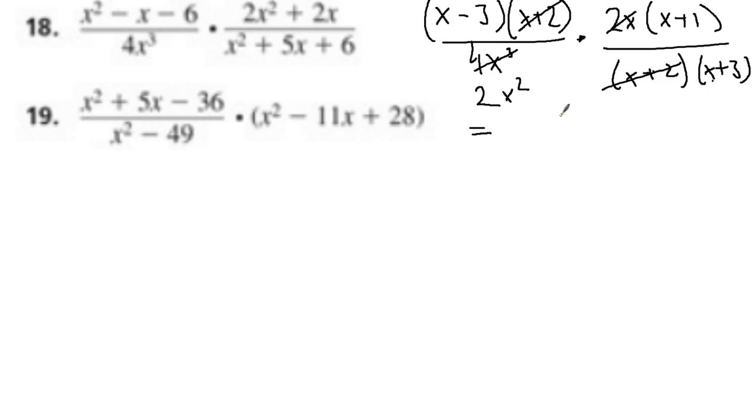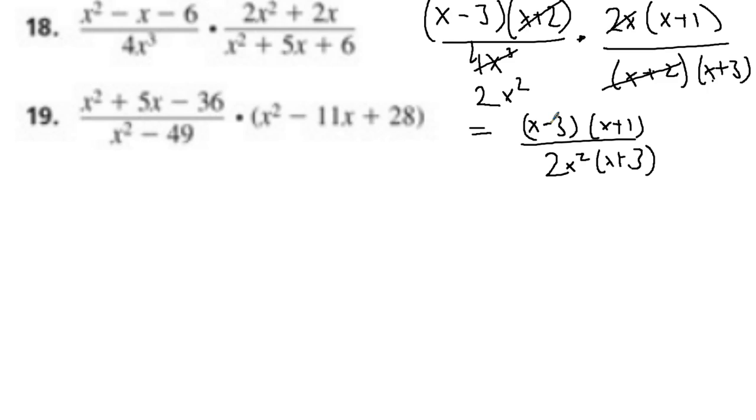So your final answer is equal to x minus 3 multiplied by x plus 1 over 2x squared times x plus 3. That is your final answer. You could simplify that. You could expand that to x squared minus 2x minus 3 over 2x cubed plus 6x squared. But there's no point, in my opinion.